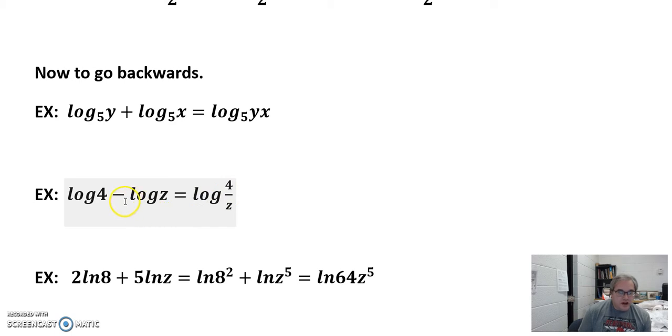Next one has a subtract in it. So that's log, so it's common log base 10. So it's common log 4 minus common log z. Well, minus indicates I'm going to do log of 4 over z.